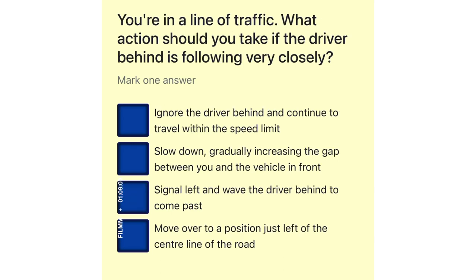You're in a line of traffic. What action should you take if the driver behind is following very closely? Ignore the driver behind and continue to travel within the speed limit. Slow down, gradually increasing the gap between you and the vehicle in front. Signal left and wave the driver behind to come past. Move over to a position just left of the center line of the road.